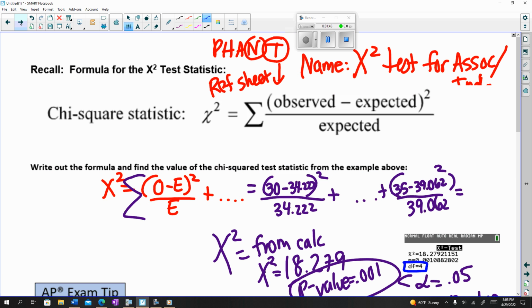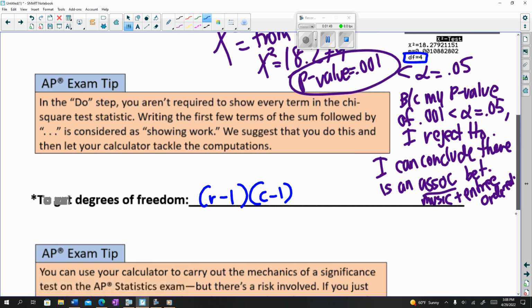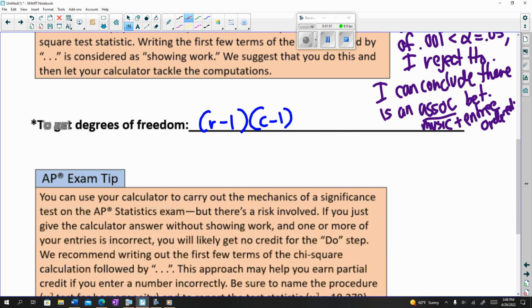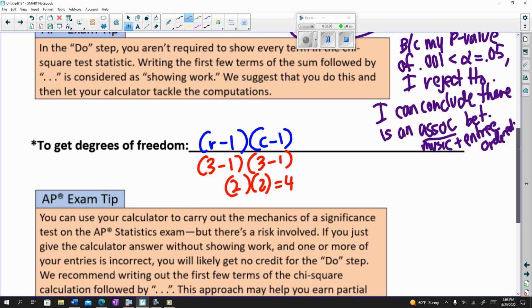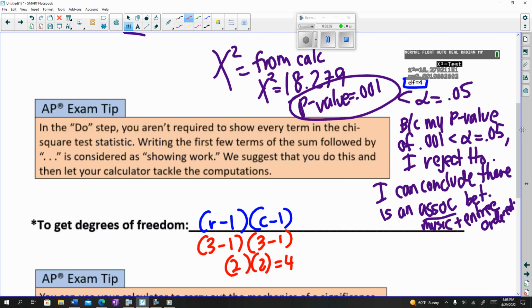So if I wanted to find the degrees of freedom by hand, I would have done 3 rows minus 1 times 3 columns minus 1, or 2 times 2, which is 4. And that actually is the degrees of freedom that the calculator says, degrees of freedom 4. So that's how we get it by hand, rows minus 1 times columns minus 1. That did show up in one multiple choice question on the AP, where you had to do it by hand. All right, moving on.